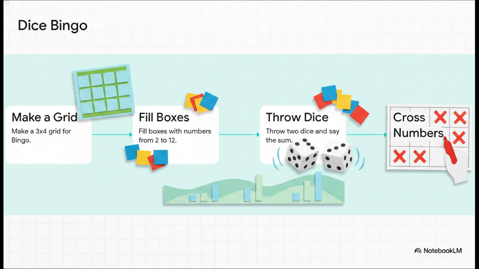Now, on the surface, it's just a fun little game. But secretly, it is drilling rapid-fire mental addition. And even more importantly, it subconsciously introduces the concept of probability. Kids are going to figure out real quick that filling their board with 7s and 6s is a way better strategy than filling it with 2s and 12s, simply because those sums roll way more often.